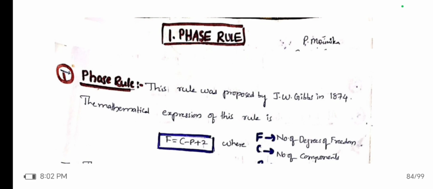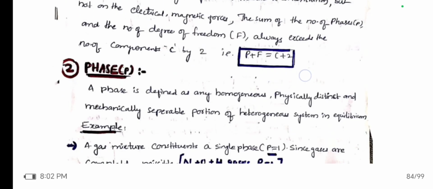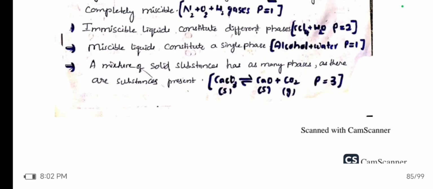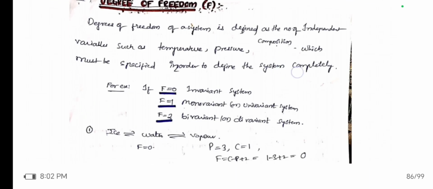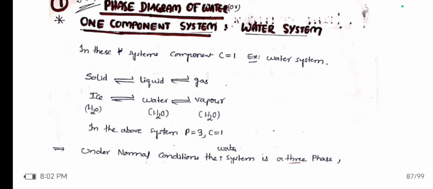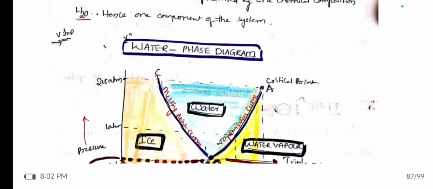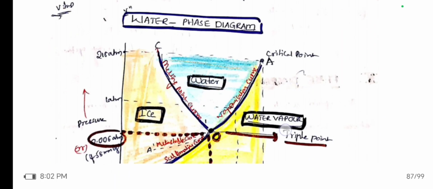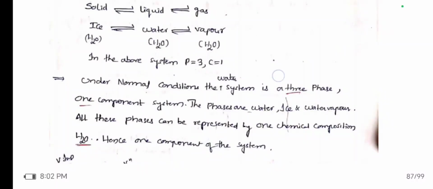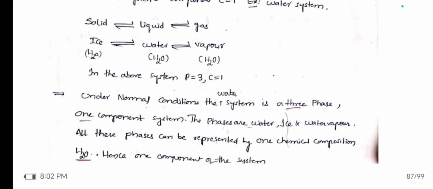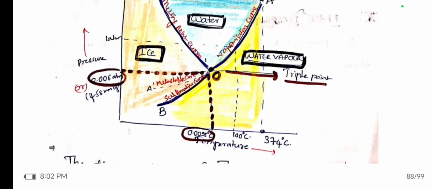Phase rule topic. This is also very important. Last topic, phase rule. Definitions of phase, example. Definitions of component and examples. Definition of degree of freedom and example. Water system. First practice this diagram. From that diagram, in phase rule, what you have to do is find F, degree of freedom, for curves, areas, and triple point.